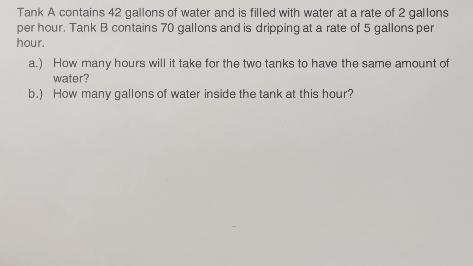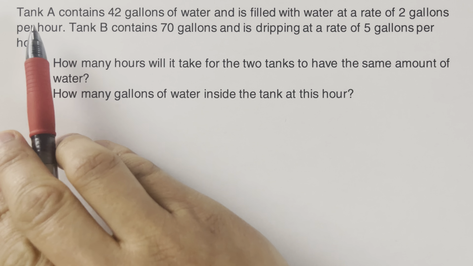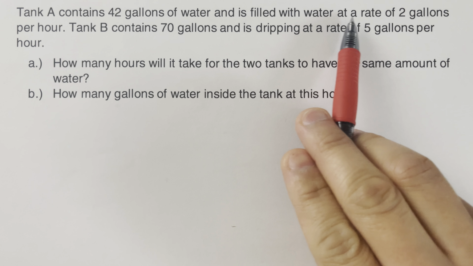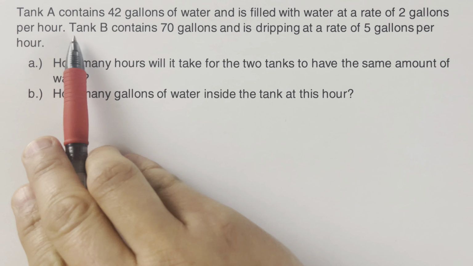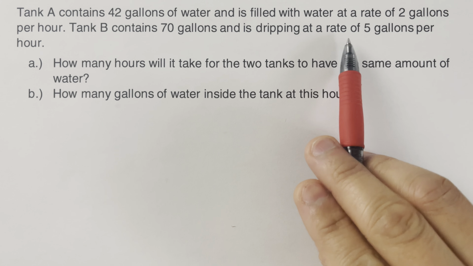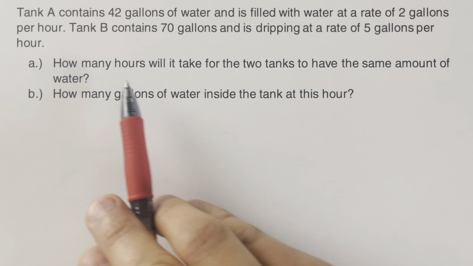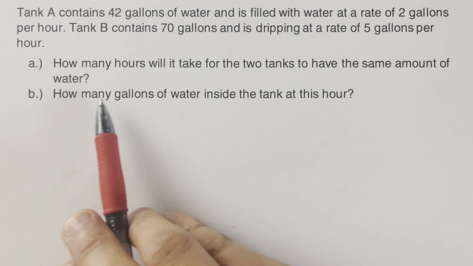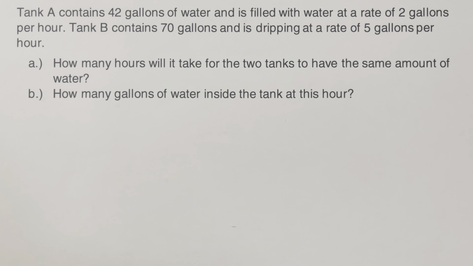Okay, so we go over the problem here. It says that tank A contains 42 gallons of water and is filled with water at a rate of 2 gallons per hour, while tank B contains 70 gallons and is dripping at a rate of 5 gallons per hour. How many hours will it take for the two tanks to have the same amount of water, and how many gallons of water inside the tank at this hour?